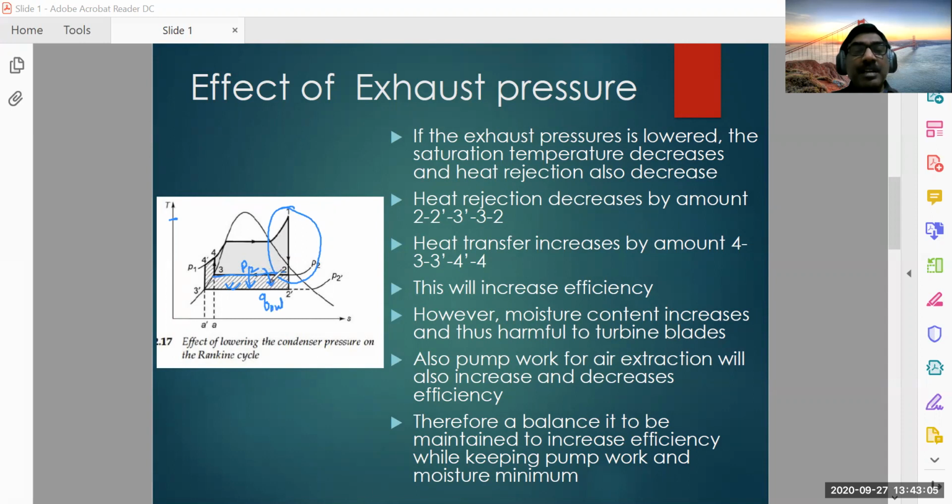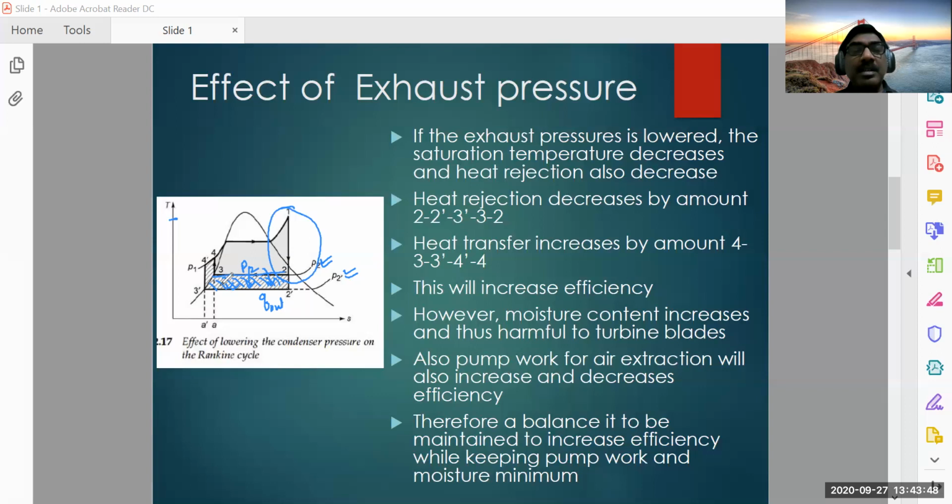But instead of rejecting the heat at the pressure P2, we are rejecting the heat at P2 dash. This is the P2 dash pressure and this is the P2 pressure. Because of that, this much amount of heat is not getting rejected. This much amount of heat is being utilized in the work. You can see the heat rejection decreases by the amount 2, 2 dash, 3 dash, 3, 2. This much amount of heat is saved. It is not getting rejected.